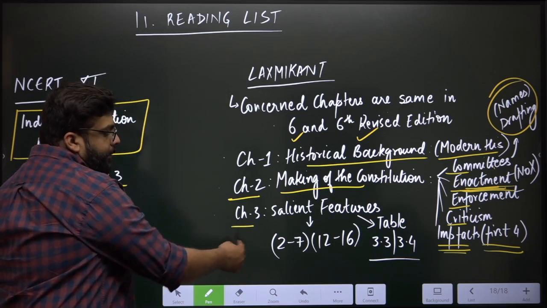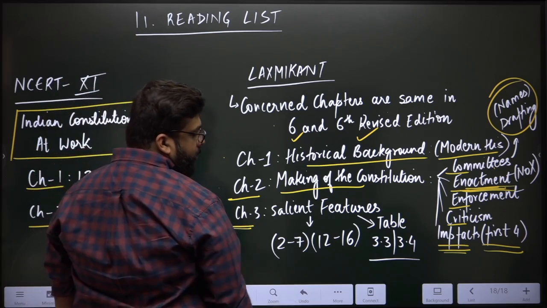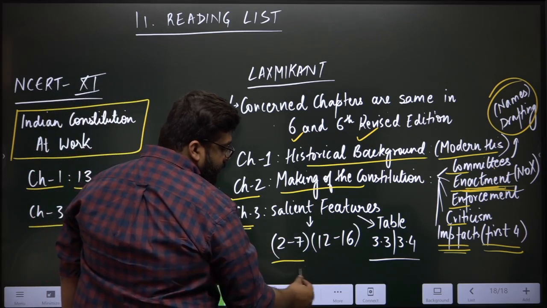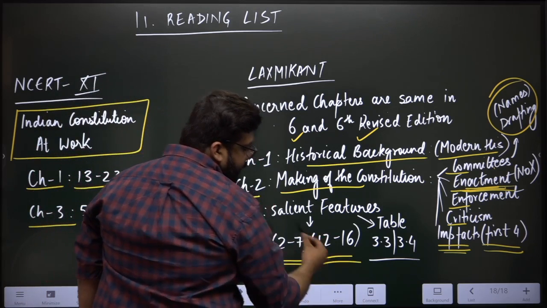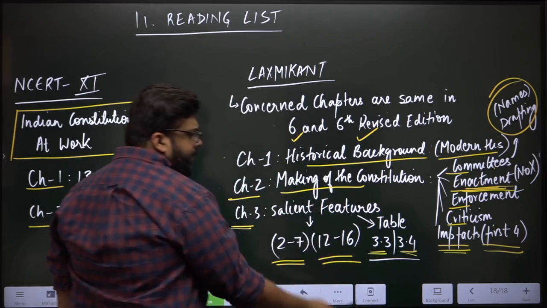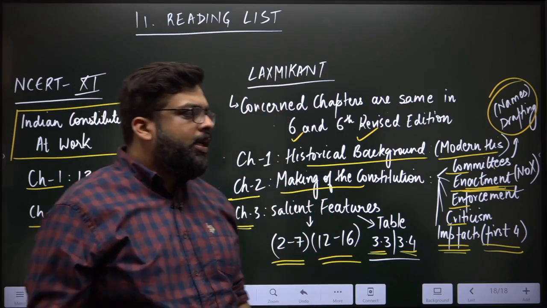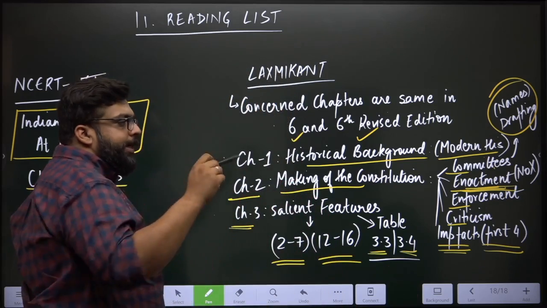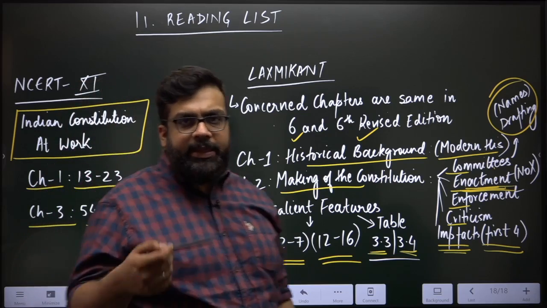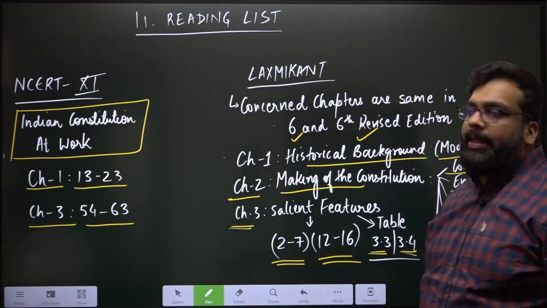Then comes chapter number 3, which is salient features of the Constitution. You've got to do subheadings 2 to 7 and 12 to 16 and tables 3.3 to 3.4. 3.3 I think is sources, is the schedules to the Constitution. Just know broadly what each schedule is for: 1, 2, 3, 4, 5, 6, 7, 8, 9, 10, 11, 12, and that's it. You don't need to do anything else.